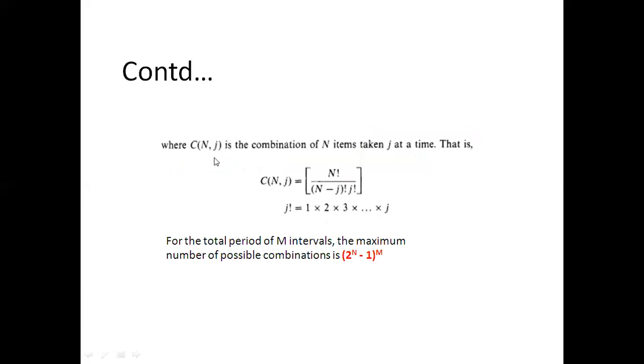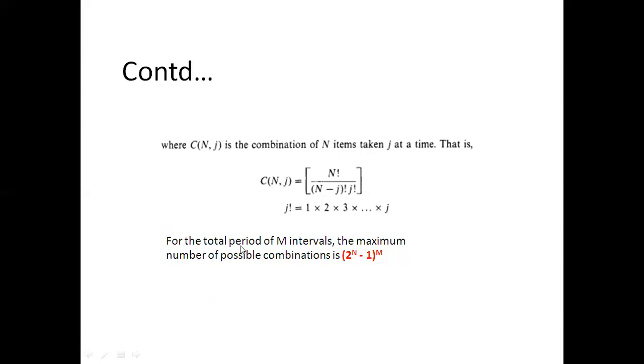Now, C(n,j) is the combination of n items taken j at a time. It is the n items from which we are taking j at a time. So C(n,j) equals n factorial divided by (n minus j) factorial into j factorial. J factorial can be written as 1 into 2 into 3 up to j, where we are taking the combination of n items taken j at a time.